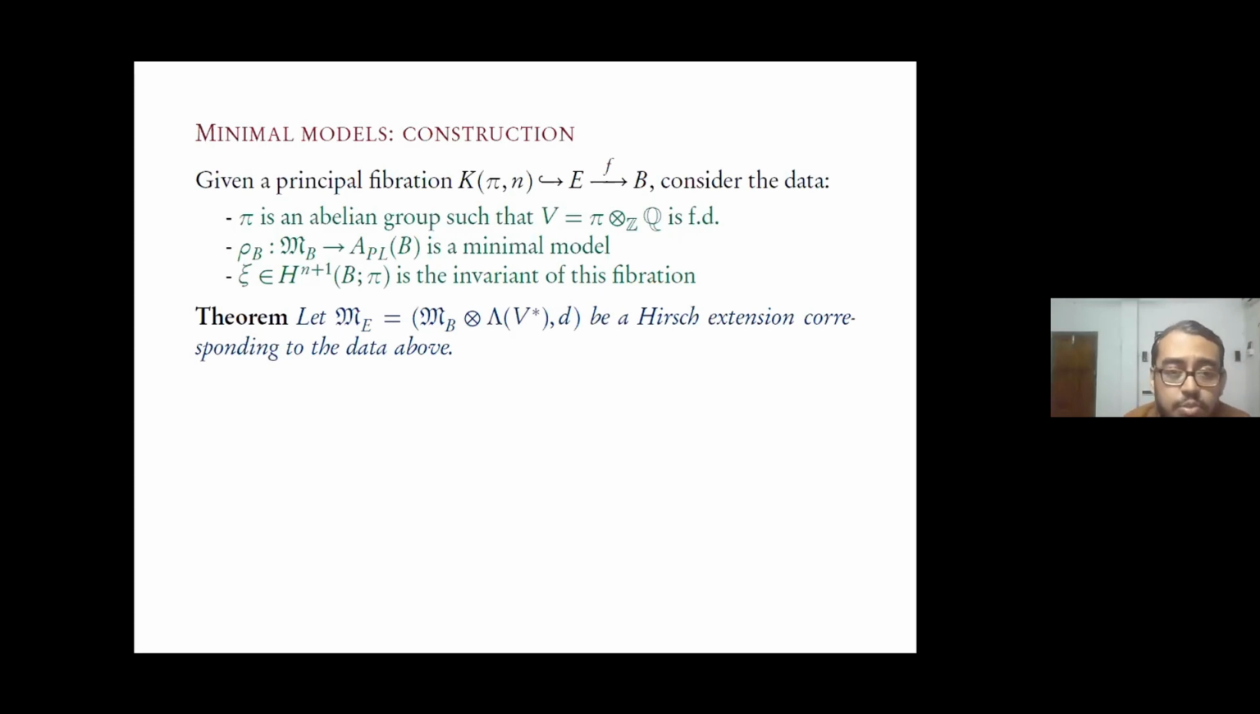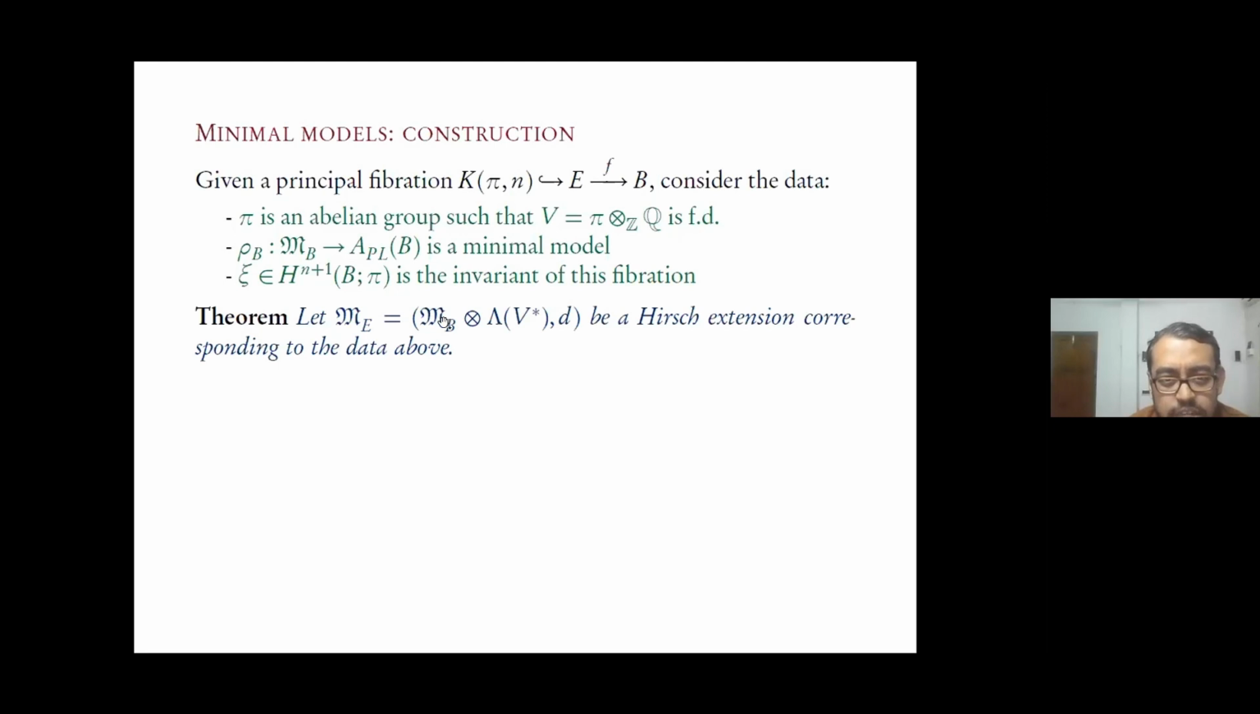But the point is that the statement is very natural at this point. So you basically define ME, by definition, to be a Hirsch extension corresponding to the data above. So essentially you replace APLB with this model, and then you want to see that this is quasi-isomorphic to this. And since this computes the cohomology of B, this will also compute the cohomology of B. So you can construct a Hirsch extension with MB instead, the minimal model of B. And this looks like this, right?